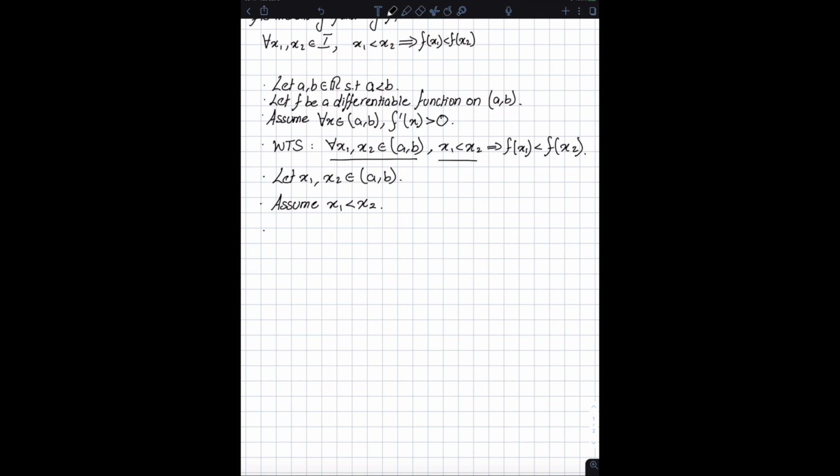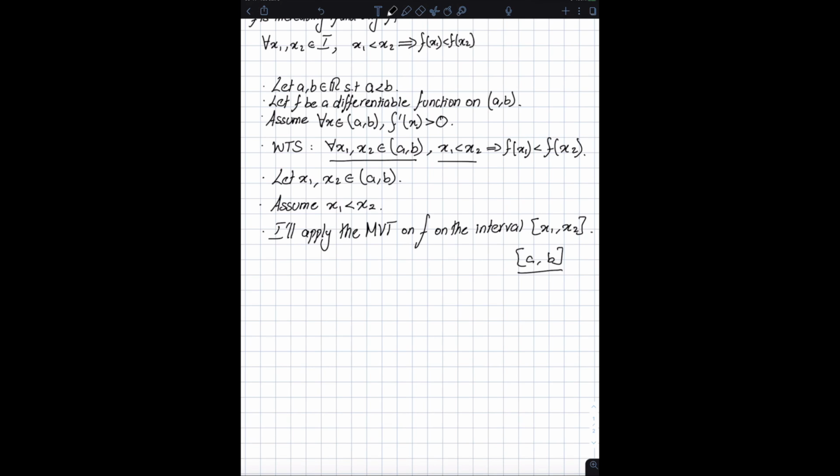So I'm going to say I'll apply the mean value theorem on f on the interval x1, x2. This is extremely, extremely important, and here's why. I've seen a lot of students say that they'll apply the mean value theorem on f on the closed interval [a, b] rather than x1 and x2.